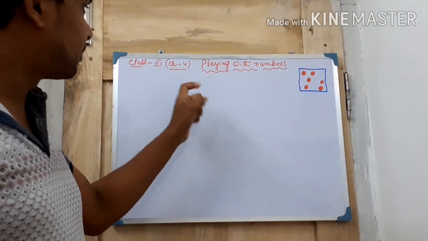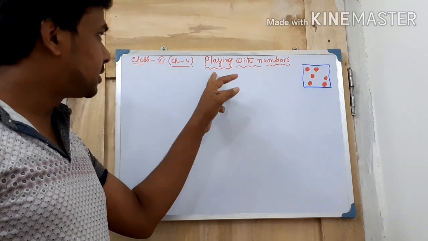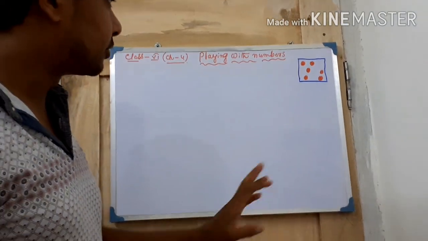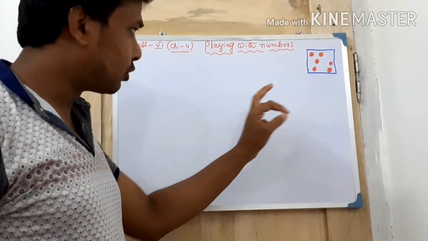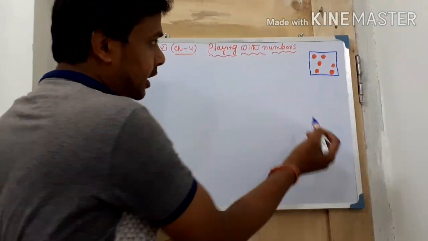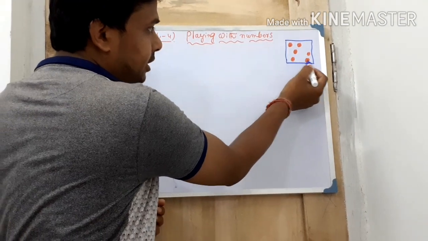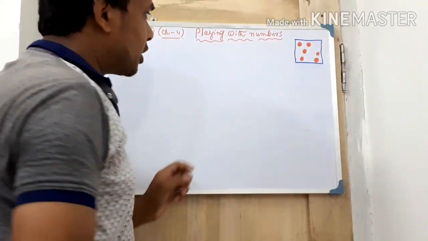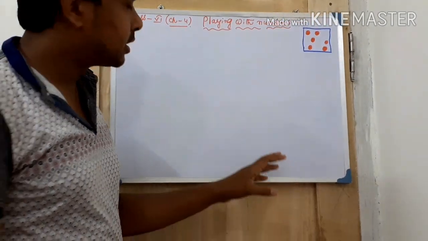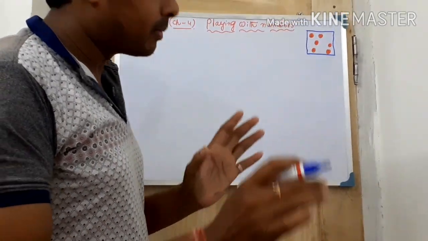Today we will discuss chapter 4 of maths, that is playing with numbers. So this chapter will start with a small example I am telling you. First, you see that one. In a box maybe 6 different marbles are kept. Okay, 6 different marbles are there. So in how many possible ways can you arrange these 6 marbles?